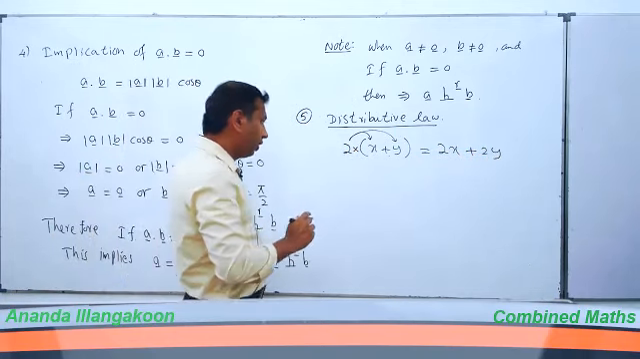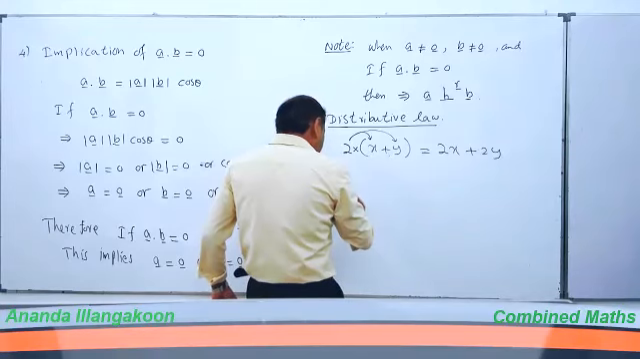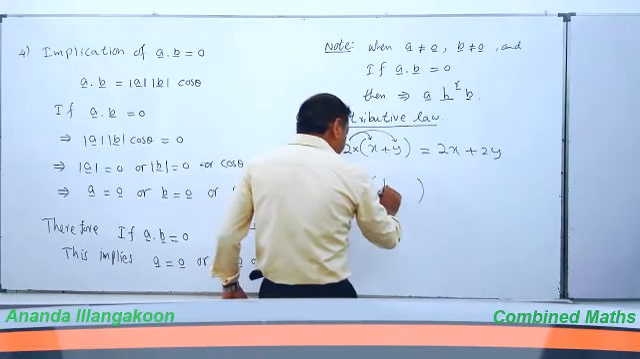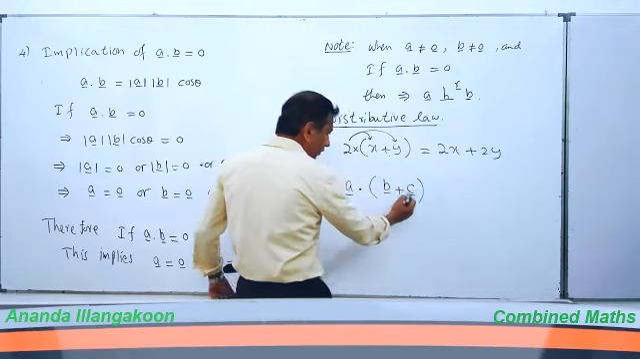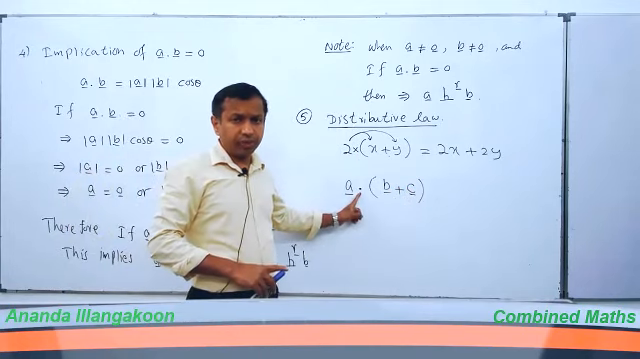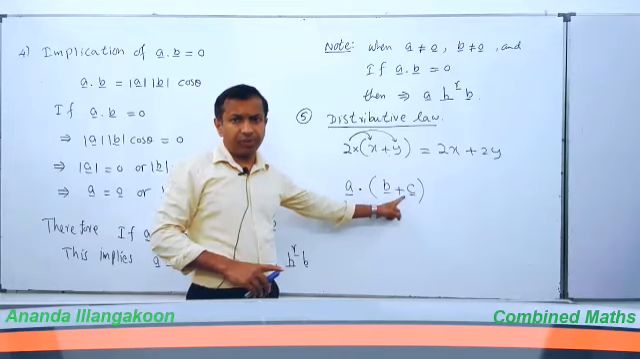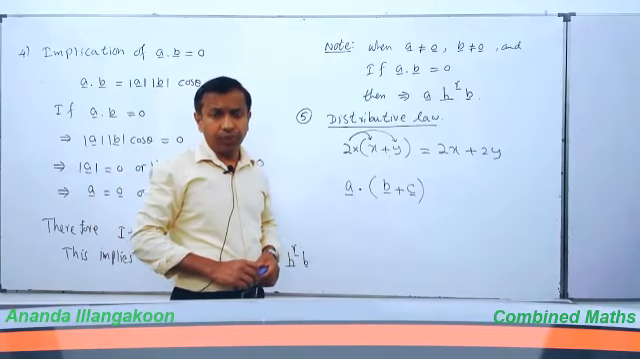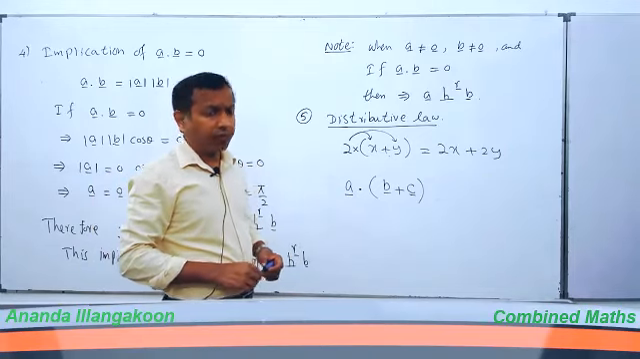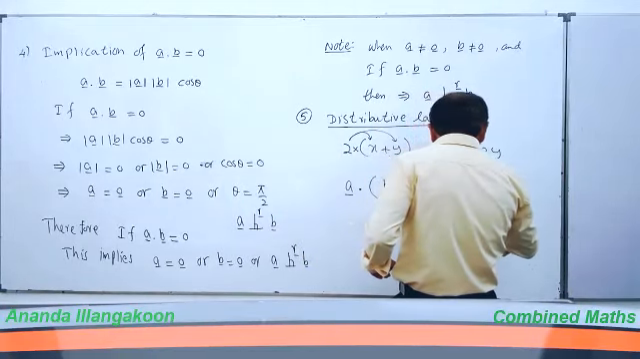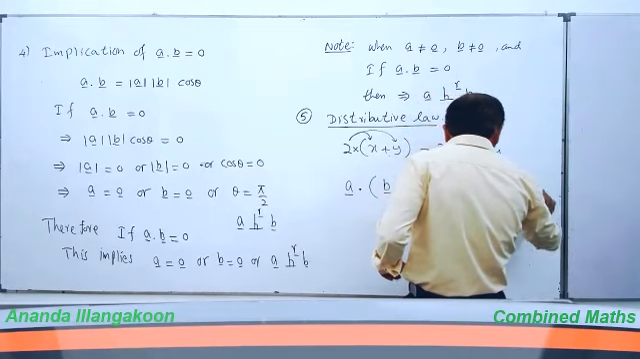Now, suppose here as the 2 we have vector A, and for the multiplication sign we have dot product. Within bracket we have sum of 2 vectors B plus C. Now this distributive law says, people, we can remove the bracket like this: A dot B plus A dot C.